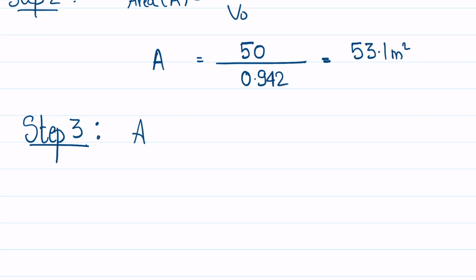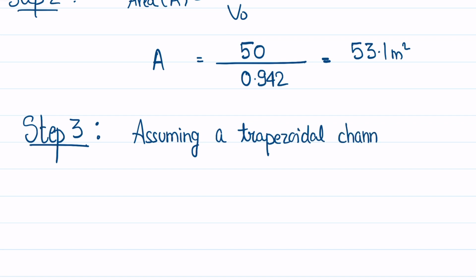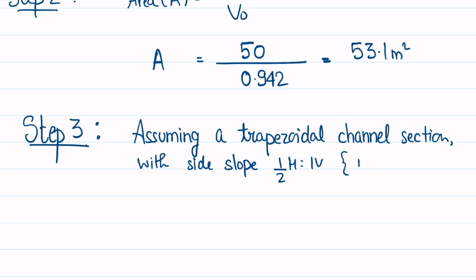So, assuming a trapezoidal channel section. Now this channel section has a side slope, which again we have to assume, a side slope of half horizontal to 1 vertical, right? This is assumed in the ratio of n horizontal to 1 vertical. We have discussed this in the previous video, so we are not going to go into detail.